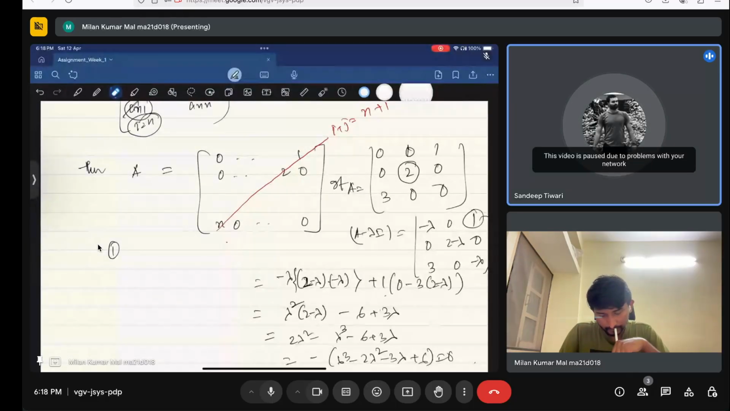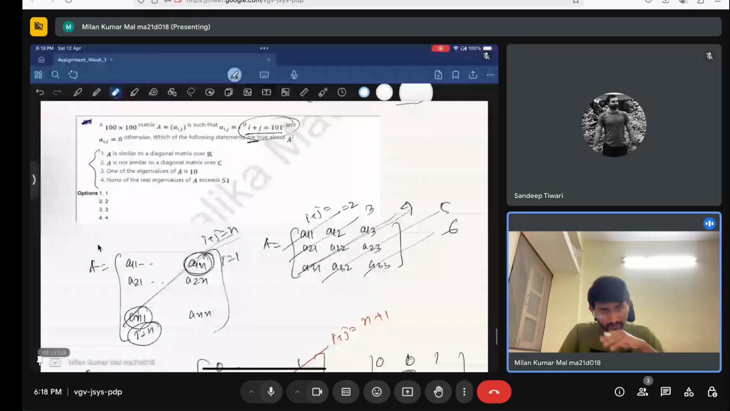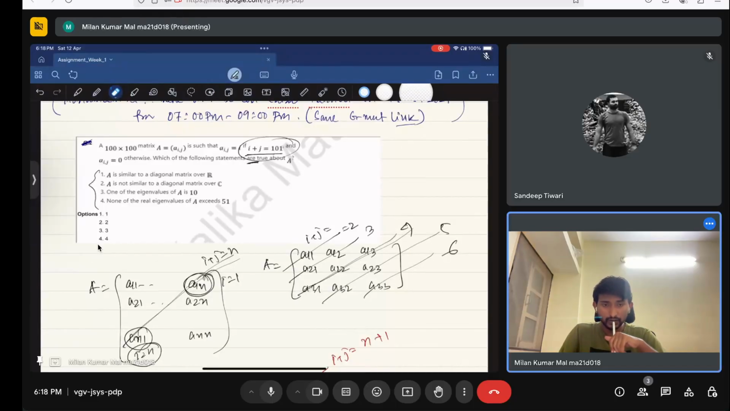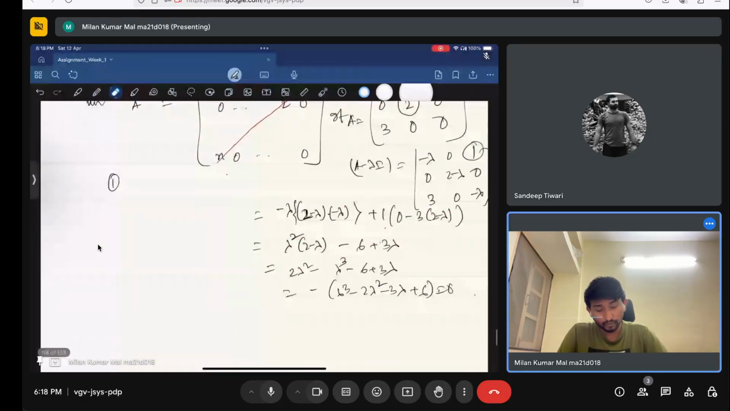Sir, I think trace will be 0. Yes, trace is 0. That's true. That's clear. So trace is 0. That's true. But if trace is 0, you can look at this one.